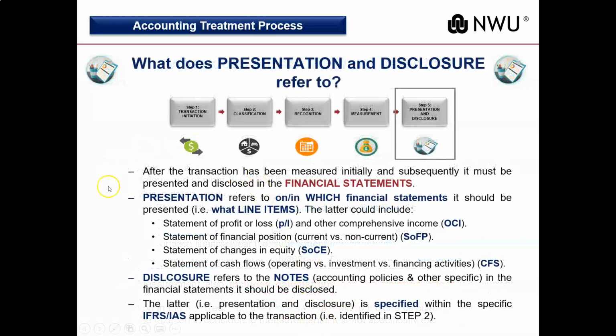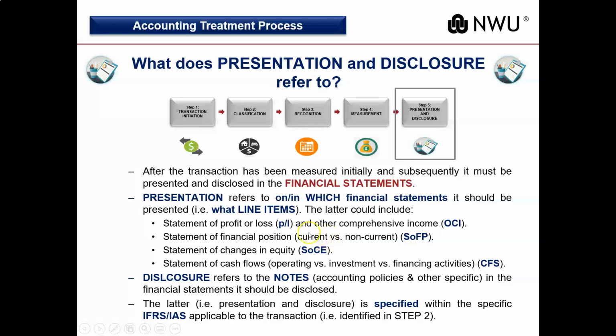Good. Now the last one is all about presentation and disclosure of this transaction in our financial statements. Presentation refers to which financial statement I have to disclose what type of transactions. Is it an income or an expense? It will be disclosed in the statement of profit or loss and other comprehensive income, i.e. our income statement. If it's an asset, liability or equity type of item, that is going to be disclosed in our statement of financial position. The statement of financial position is the new word for our balance sheet.